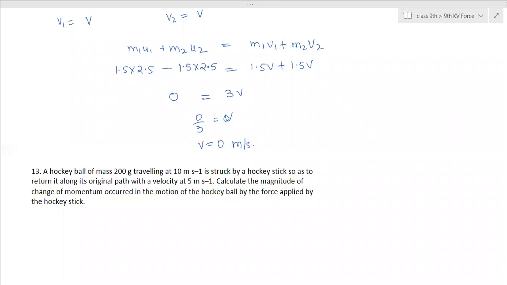Ma'am, is it necessary to convert the mass into kg? Yes. Okay. Ma'am, is it -3 kg meter per second? Yes, right.